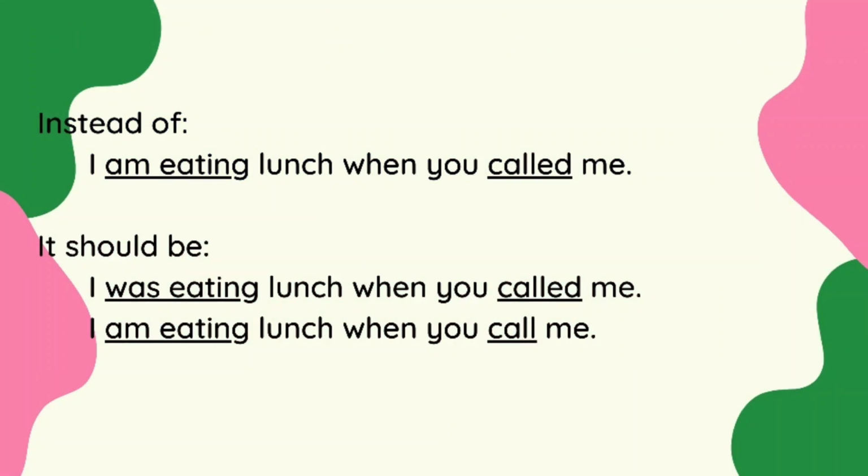If you feel confused by the sentence, you're right. The first verb is the present tense, and the second verb is the past tense. But switching between tenses isn't usually allowed. We can improve the sentence: instead of "I am eating lunch when you called me," it should be "I was eating lunch when you called me," or "I am eating lunch when you call me."